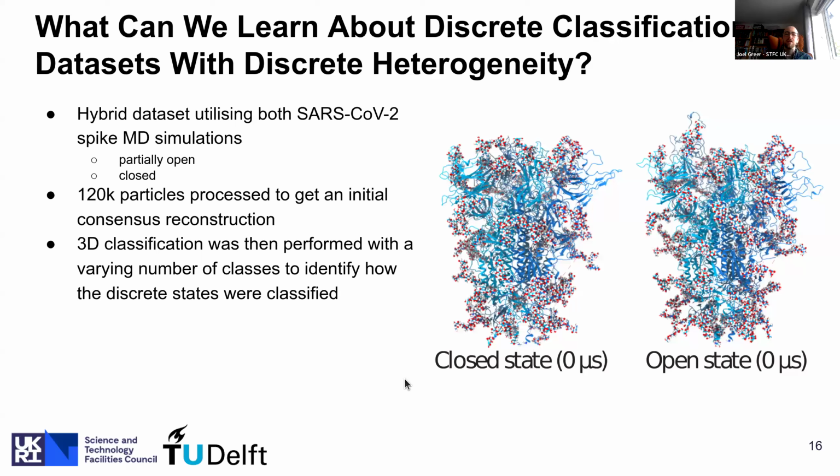Okay. So next, we'd like to look at exactly how a discrete classification actually performs on datasets which are composed of discrete heterogeneity. Here we're interested in whether our 3D classification can actually separate out discrete heterogeneity in our synthetic cryo-EM micrographs.